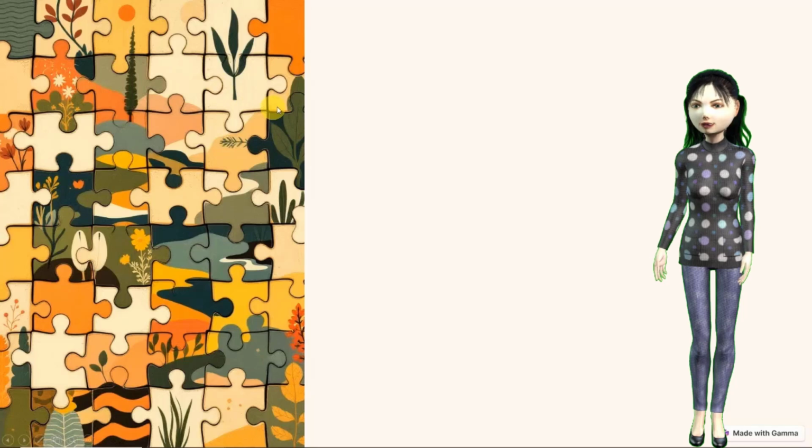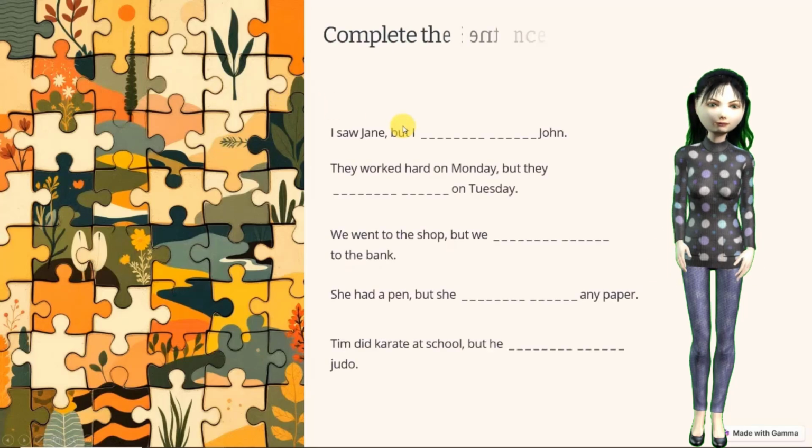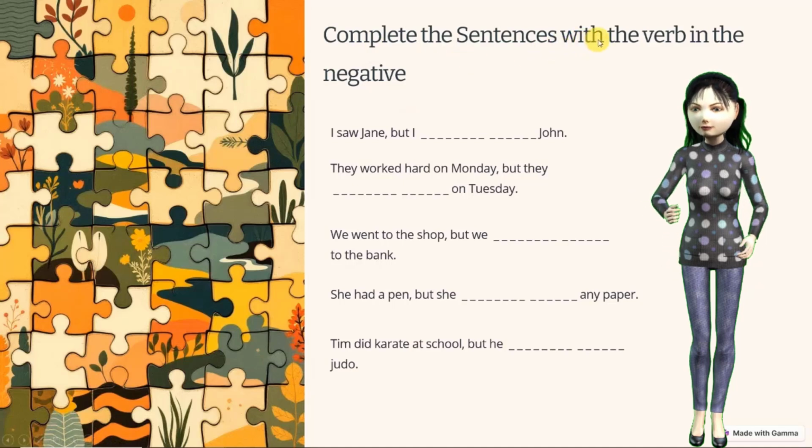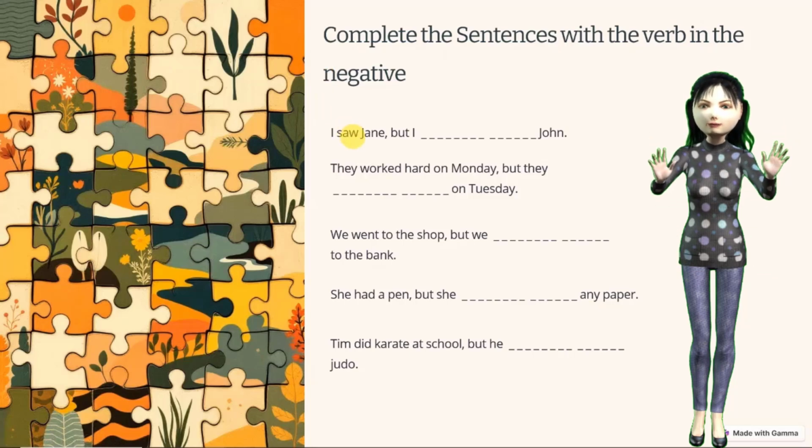Righto, guys, now let's go and have a look at what's coming. Complete these sentences with the verb in the negative. Now, guys, all I can suggest for you to do over here is to complete the sentences putting the verb in the negative. Let's do the first one together.